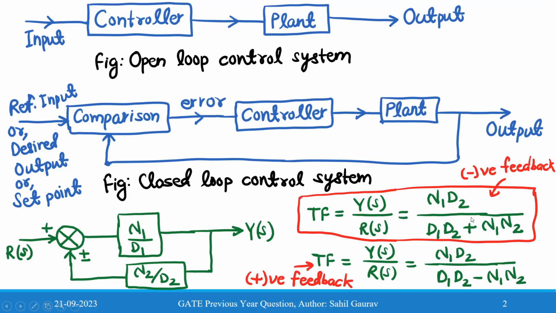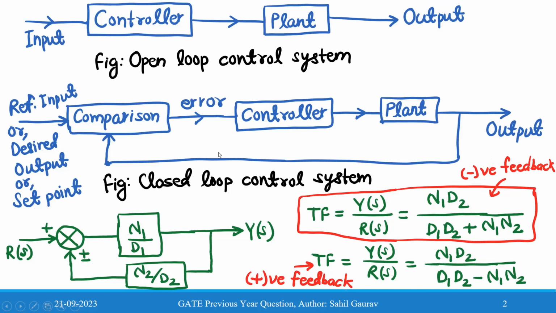The positive sign comes in the denominator for a negative feedback closed loop control system, while a negative sign comes in the denominator for a positive feedback closed loop control system. So this is how to find the transfer function for a closed loop control system.